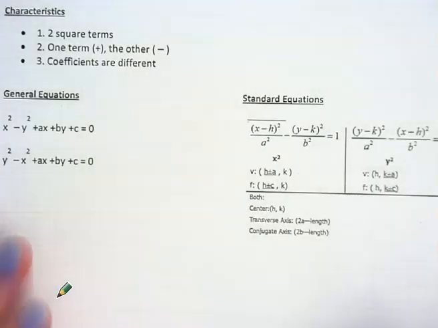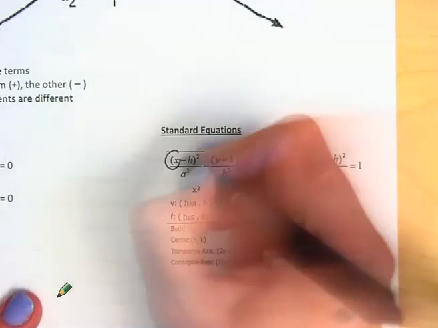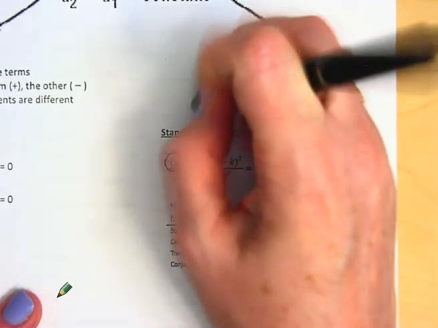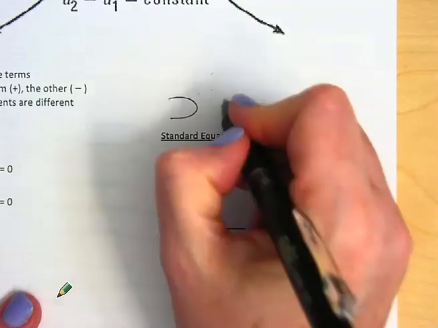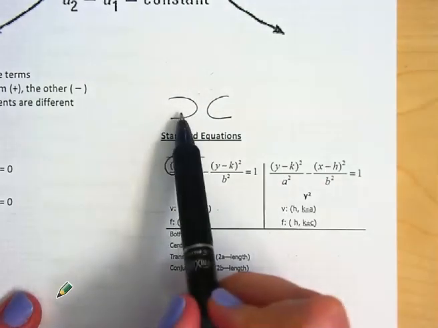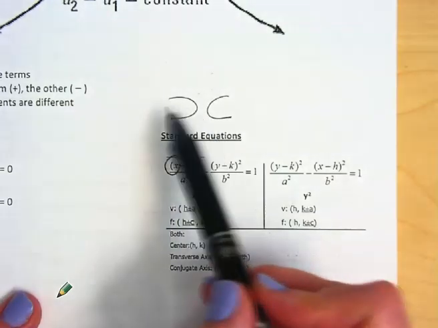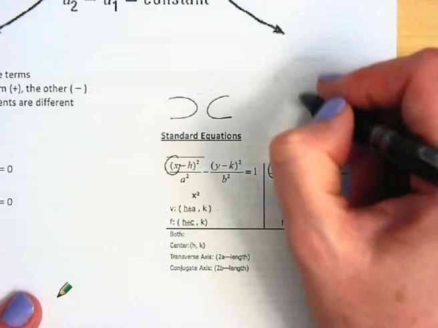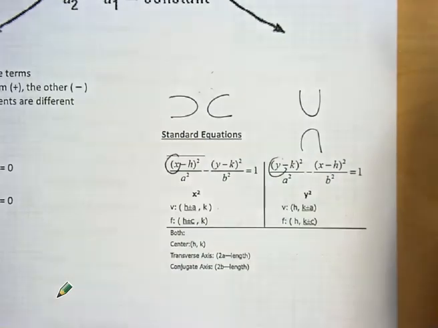So when you have the situation where x is listed first, this is going to be a horizontal situation where the pieces of the hyperbola are opening to the left and right. And when y is listed first, you're going to have a vertical orientation where they're opening up and down.